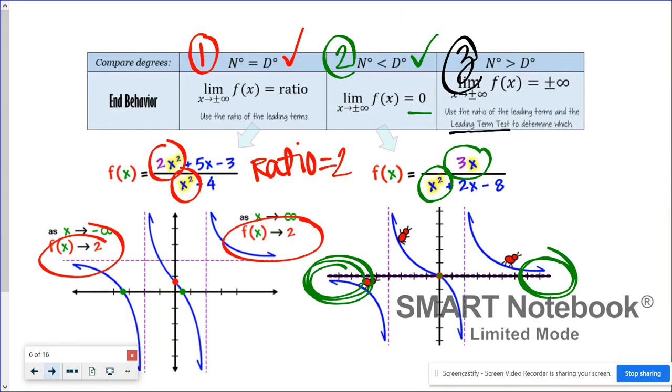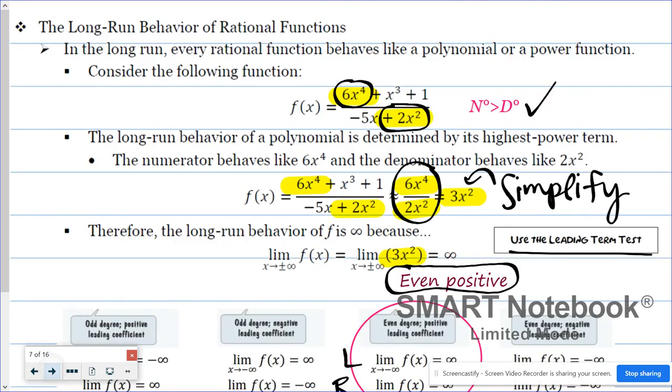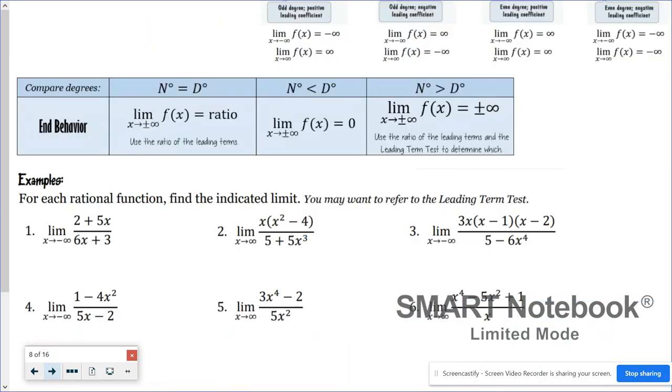So that explains our case 3 summary. Okay, we still need to compare the ratio of the leading terms, numerator and denominator, then simplify that, and use the leading term test. So let's check out some examples, okay?